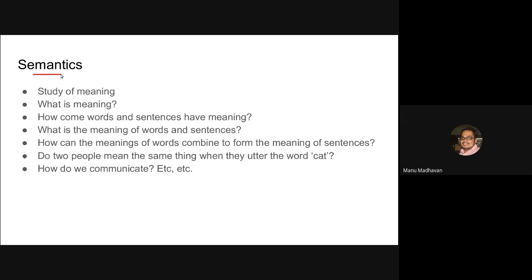So what is semantics? Semantics is the study of meaning, how a word gets its meaning, or how the meaning of words evolved. So the question is, what is meaning? How do we represent meaning, or how do words get meaning? How do words and sentences have meaning? What is the meaning of a word and a sentence?